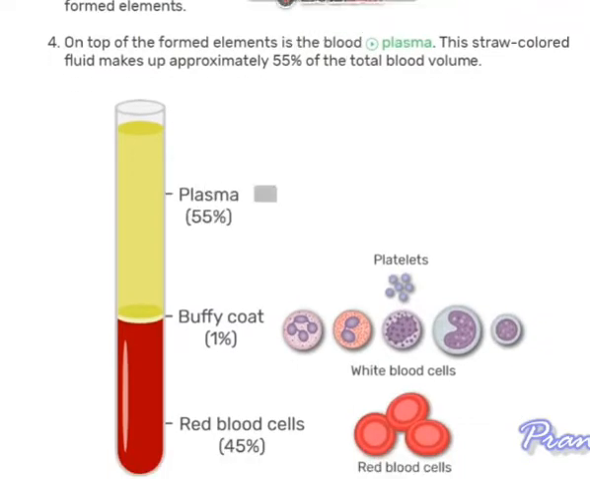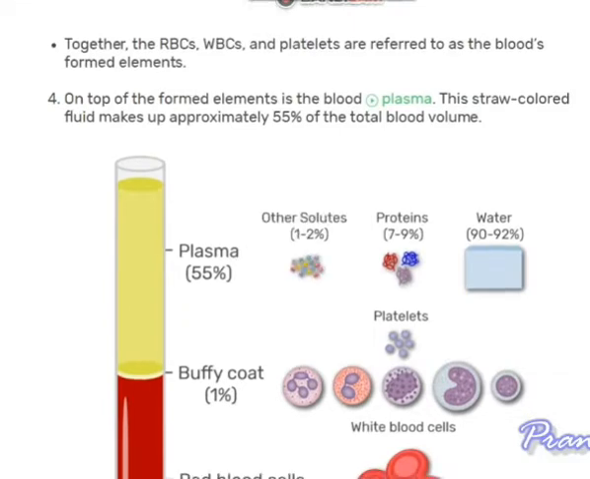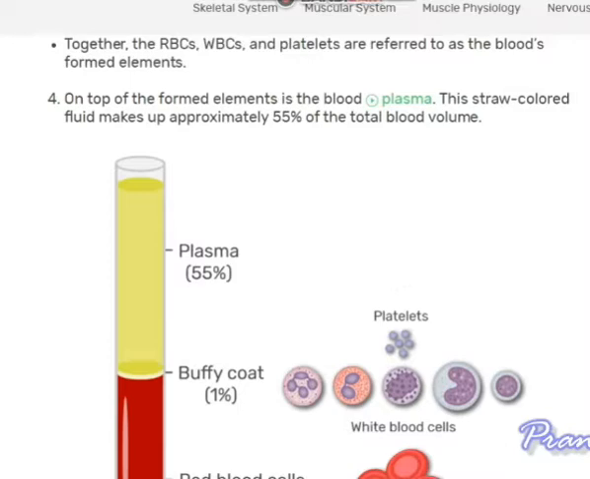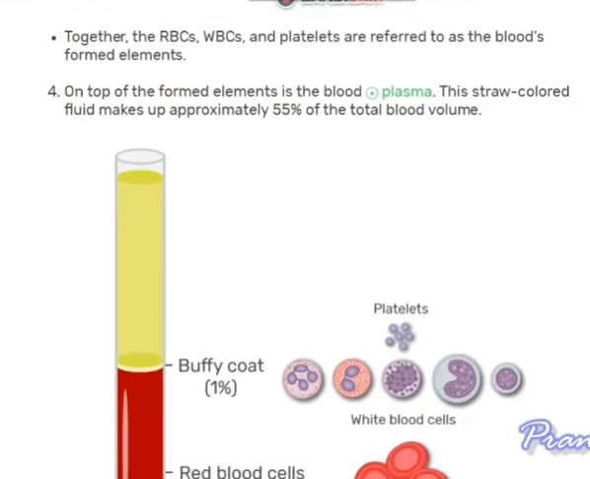On top of the formed elements is the blood plasma. This straw-colored fluid makes up approximately 55% of the total volume, in which water is 90 to 92%, protein is 7 to 9% and other solids are 1 to 2%.